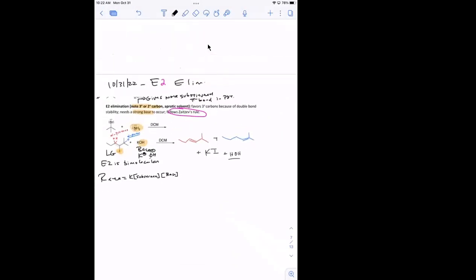Any questions about that part? We're going to go through the arrows now, so don't freak out if you're not seeing it right away. Any questions about that part? Remember, anytime you do elimination, you're going to get a pi bond. You can eliminate and make triple bonds or double bonds. So the more accurate way to say that is that you get a pi bond in the product. All right, let's look at the arrows now.